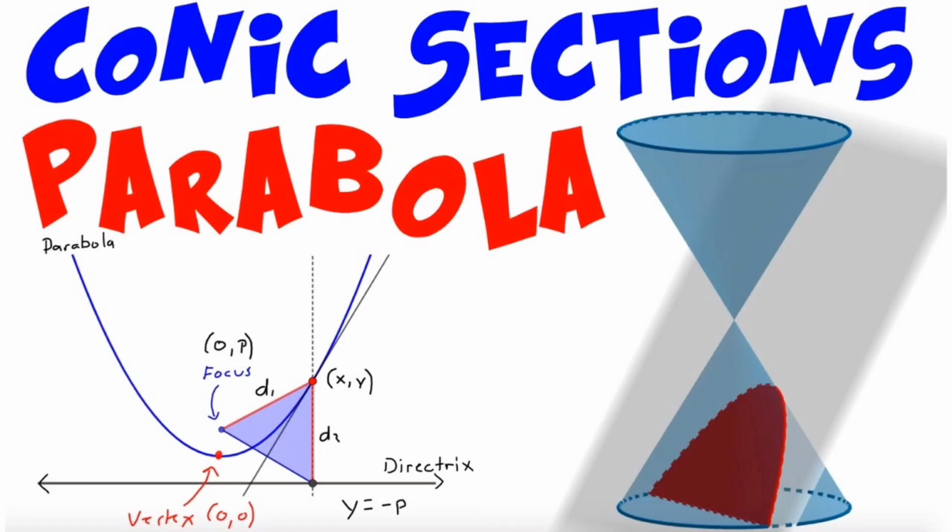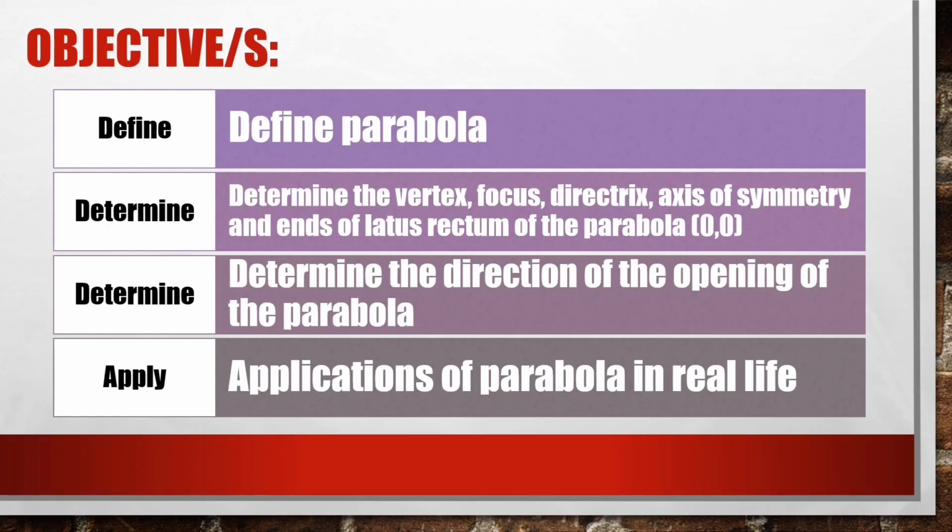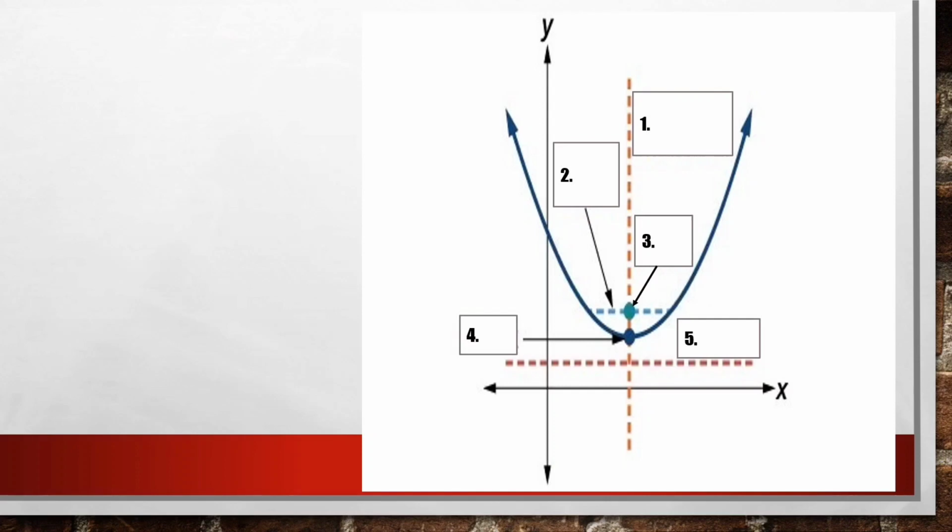Today, we are going to discuss parabola in the conic sections. Before we start our session, here are the following objectives. Define parabola, determine the vertex, focus, directrix, axis of symmetry, and ends of latus rectum of the parabola with the center 0, 0. Determine the direction of the opening of the parabola and applications of parabola in real life.